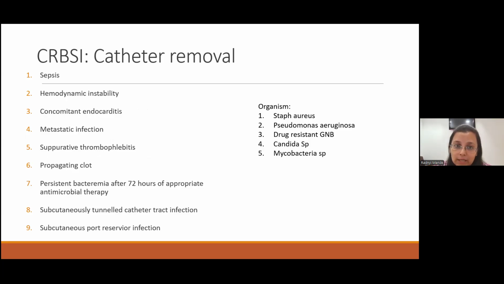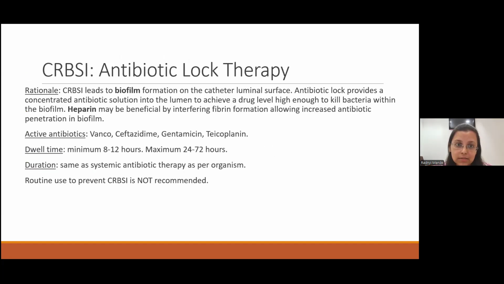Then there are certain organisms which, if found to be positive, then you have to remove the catheter. First is Staphylococcus aureus, then drug resistant, that is your MDR GNB. If there is a candida in catheter, then you have to remove the line. And Pseudomonas aeruginosa, because they have a tendency to form biofilm. That is the reason why you remove lines in such cases.